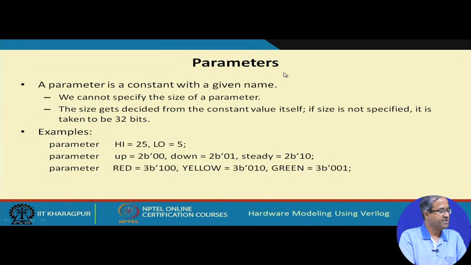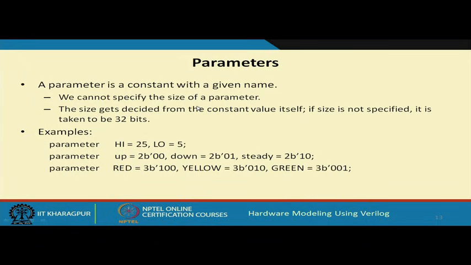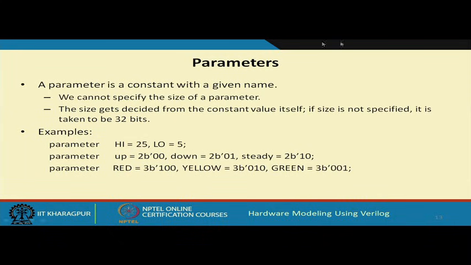Now, talking about parameters, we shall be seeing parameters again later. So, parameter is something similar to a hash define that you use in a C program. It is like a constant. We define a constant with a given name, and in the program whenever we use that name, we replace that name by that constant. So, this parameter is something like that. But when you declare parameter, we do not specify the size. The size automatically gets deduced by the constant values that we are defining. Like we have given some examples, it will be clear.